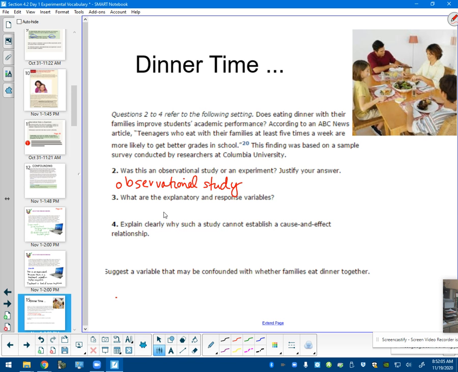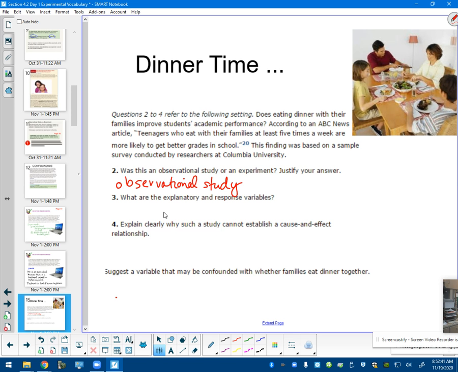Did Columbia University make students and families do anything? No, they just sent a survey and said, do you eat with your family? Yes. How many times a week? 6. What are your grades? 4.8975. Wow. Family eating must cause good grades. This goes back to chapter 3. There is a correlation, but is it a causation? Does eating with your family cause your grades to be better?